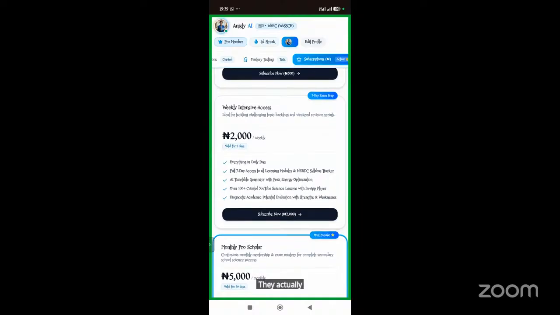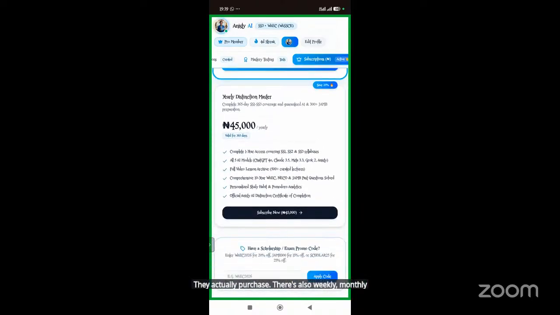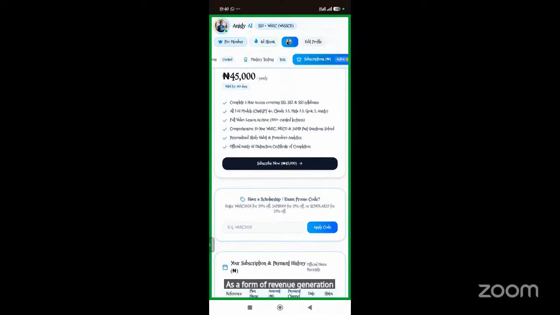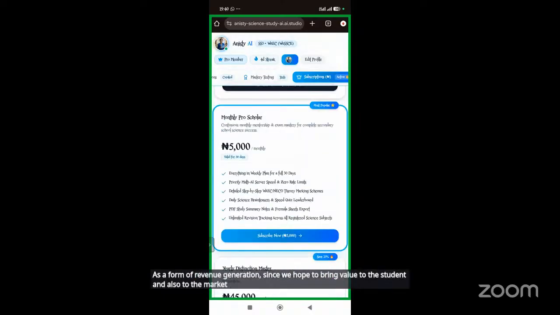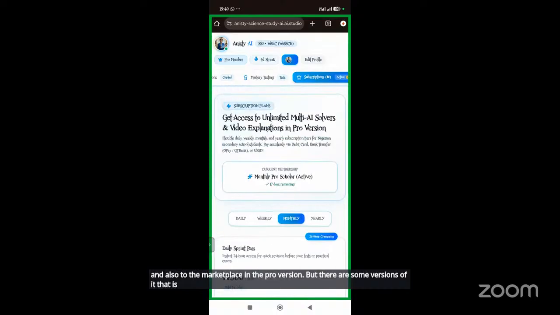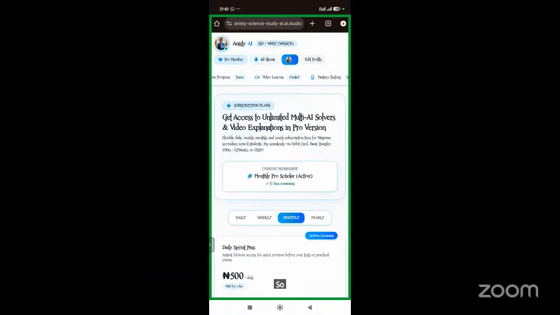There's also weekly, monthly and yearly as a form of revenue generation, since we hope to bring value to the students and also to the marketplace in the pro version, but there are some versions of it that are practically free. So that is all about Anisti AI, a study assistant for secondary school students in Nigeria. Thank you very much.